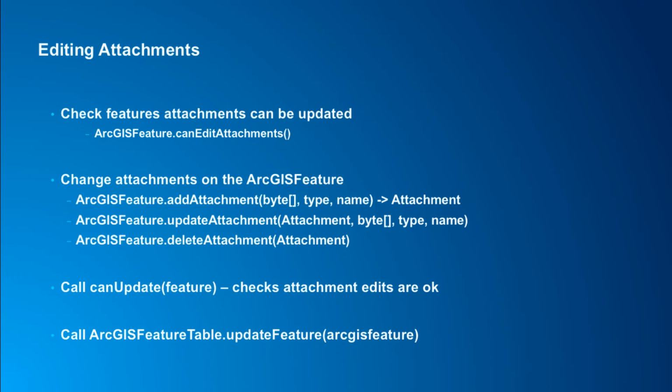This is quite different from what it was at 10x. In 10x, we had methods on the table that allowed you to add, update, and delete attachments, rather than actually on the feature instance. We put those methods on the feature because we think that's really where you're going to be. You're going to have the feature object in memory, not necessarily a pointer to its table, and hopefully it means that you've got a bit less code to figure out how to edit the attachments associated with the feature. So that's working with attachments.